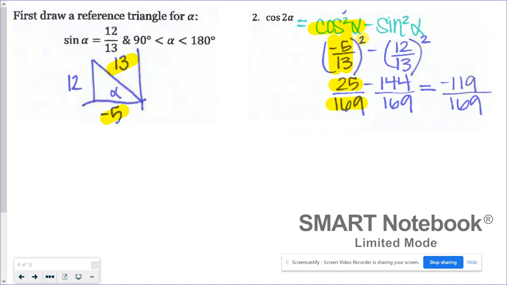Going back to the formula, it says minus sine squared alpha. So I go to my reference triangle. I'm like, what is sine? Sine is 12 over 13. Then I square that. 12 squared is 144. 13 squared is 169. And then I can finally subtract these two fractions. And I get negative 119 over 169. So use the reference triangle to find the exact values of the trig functions in the formula. Substitute those values in, simplify to get your final answer.